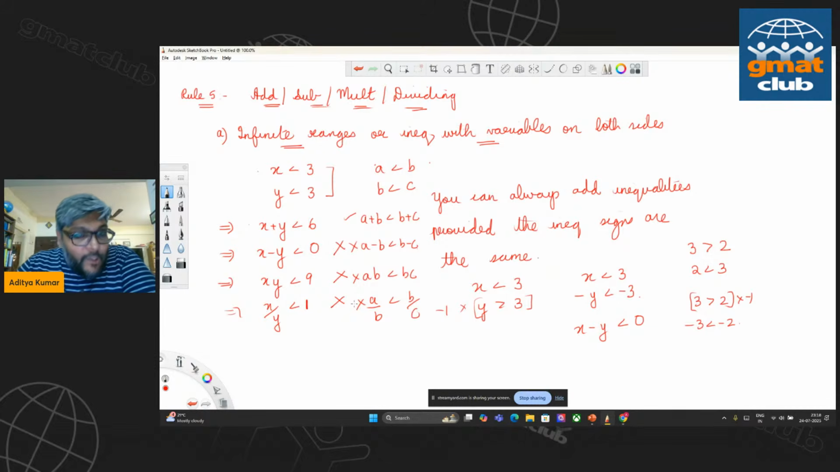So what is the point I'm making? The only mathematical operation you can perform between sets of infinite ranges or sets of inequalities with variables on both sides is addition. You can always add them as long as the inequality signs are pointing in the same direction. If they're not, you make them point in the same direction and add. You cannot subtract, multiply, or divide, because these depend upon the signs and magnitudes of the quantities that you have. Got it? So this is what you have to keep in mind for infinite ranges.